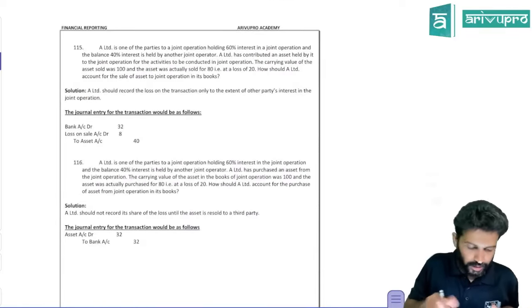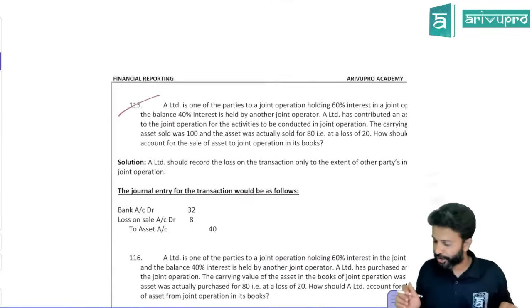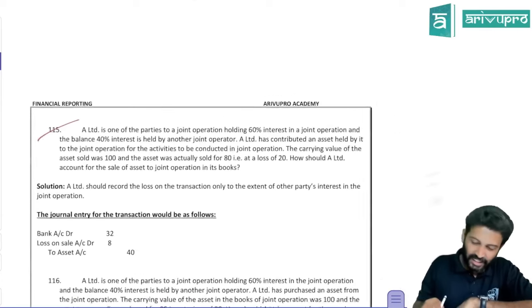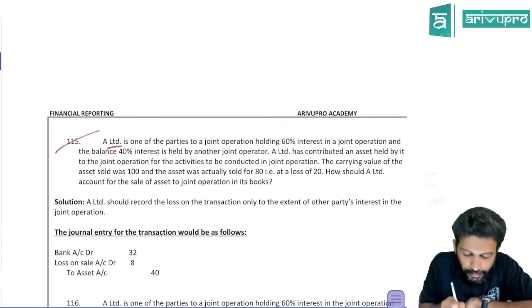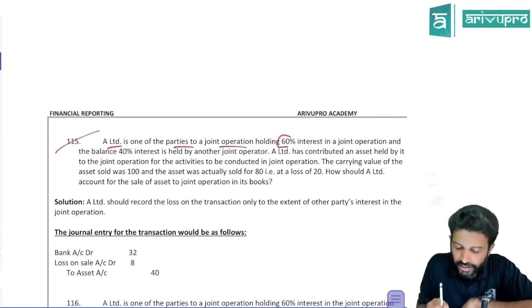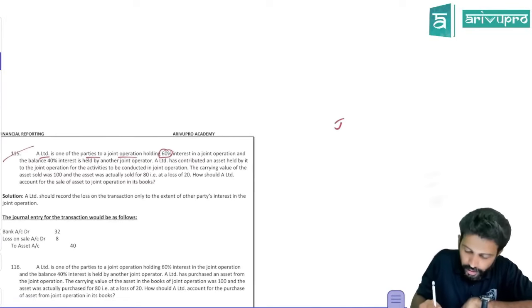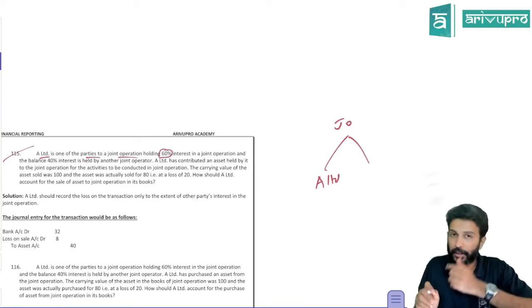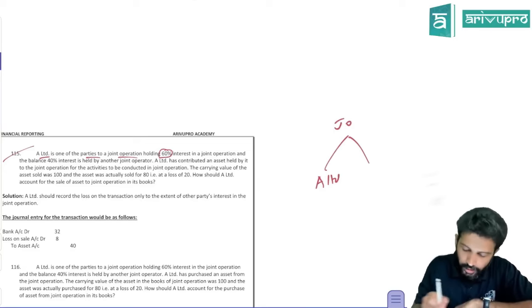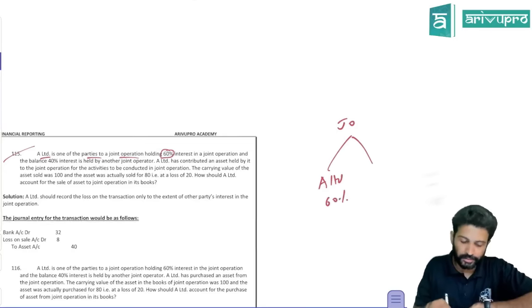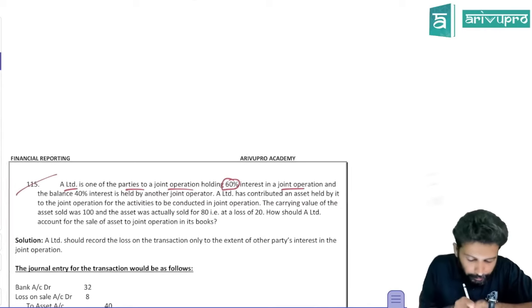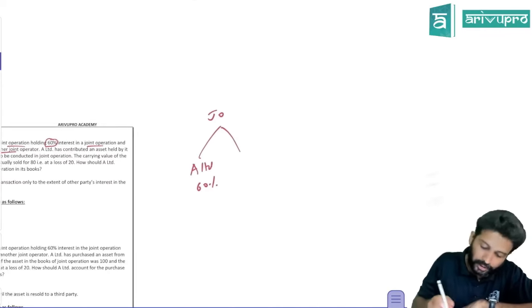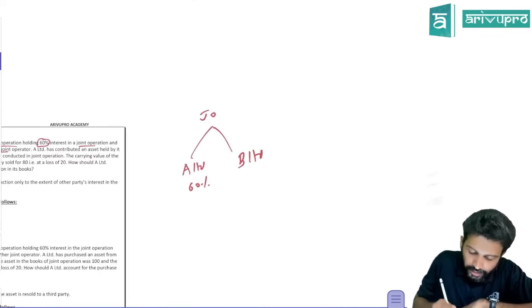The next one is 115 and 116. Chain 2 question, small one, but quite important. Look at this. A Limited is one of the parties in a joint operation holding 60%. So in this joint operation, there is A Limited and maybe another party, we don't know the other party. A has about 60%, and the balance 40% is held by another joint operator. Maybe we'll assume it as B. So B Limited has 40%.